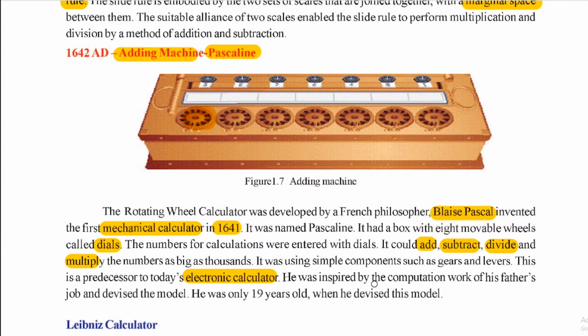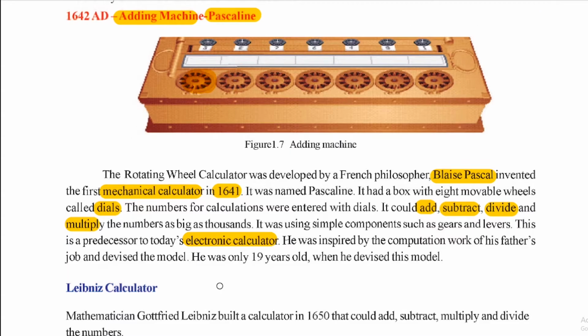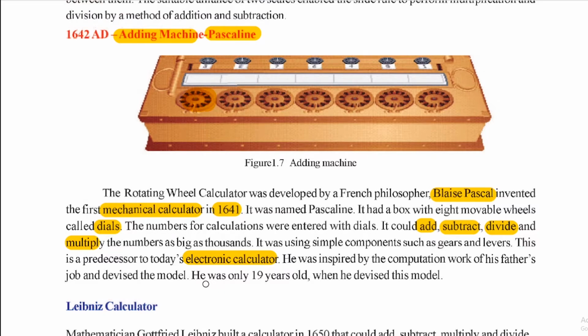He was inspired by the computation work of his father's job, and he devised the model. He was only 19 years old when he devised this model, so like your age, maybe 1 year more. He invented this by seeing his father's work, by observing what he was doing, and he modified it, and this can perform addition, subtraction, multiplication.